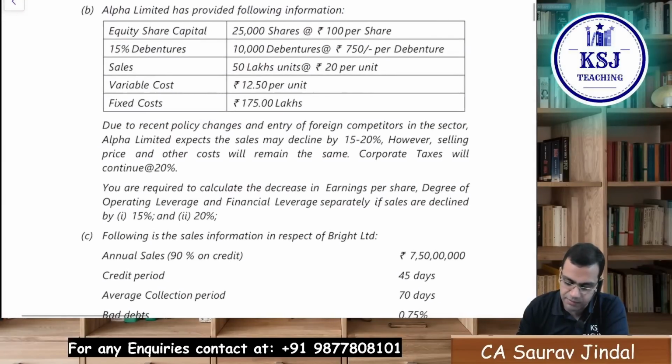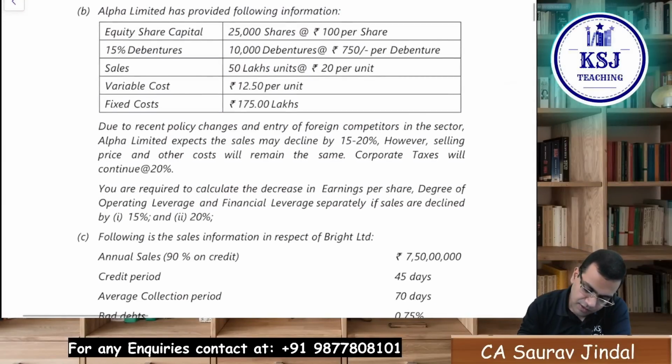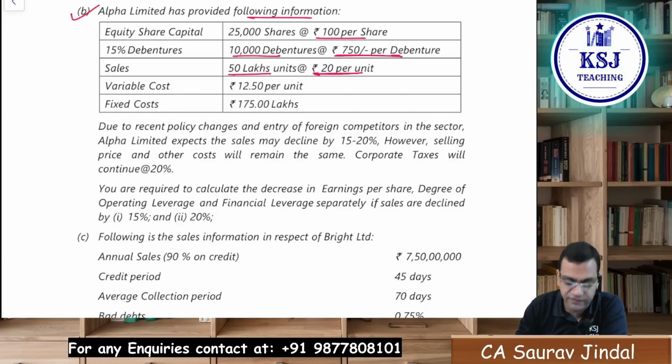Coming to question number B. Alpha Limited has provided the following information: equity share capital 25,000 shares at rupees 100 per share. 15% debentures, 10,000 debentures at 750 per debenture. Okay. Sales is 50 lakh units at 20 per unit. Variable cost is 12.5 per unit. Fixed cost is 175 lakhs.